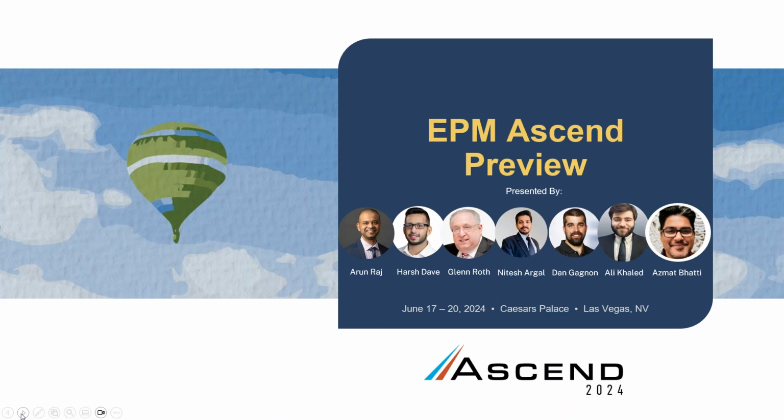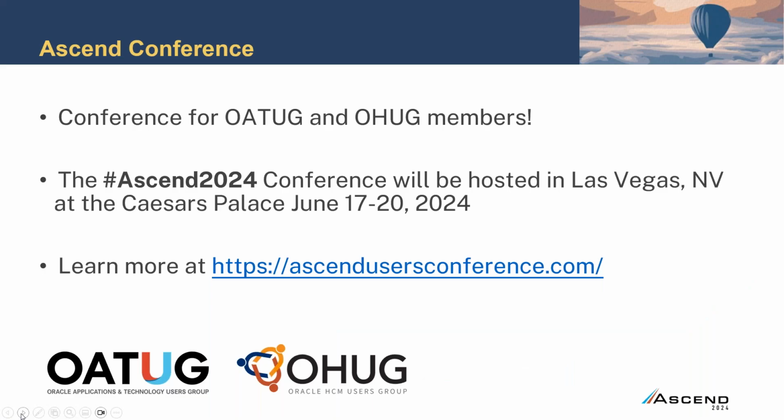We are excited about sharing what's coming as part of the EPM webinars in Ascend 24. So just to give you an idea, the Ascend conference is by the OATUG and OATUG members. The 24 conference is happening in Caesars Palace, Vegas, June 17 to 2024. There's a link where you can check out more about the Ascend conference and register and attend the sessions.